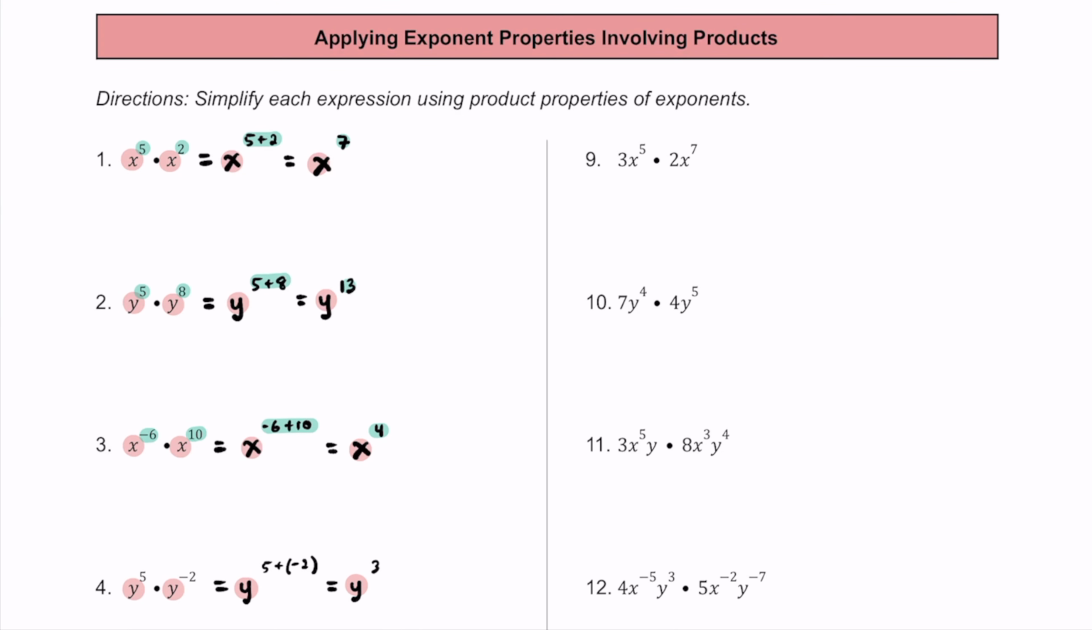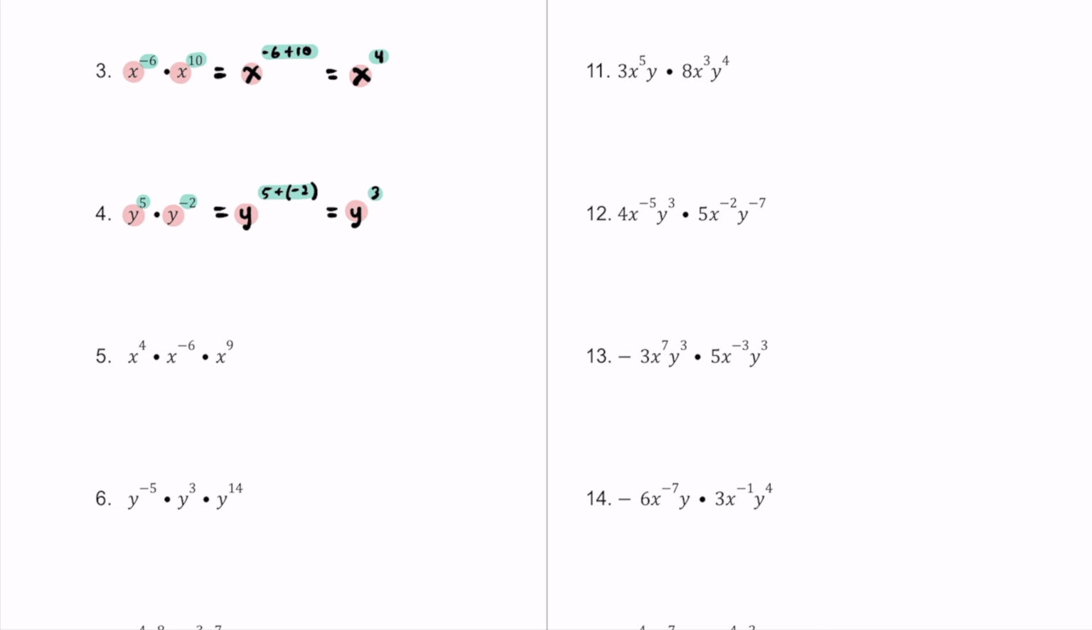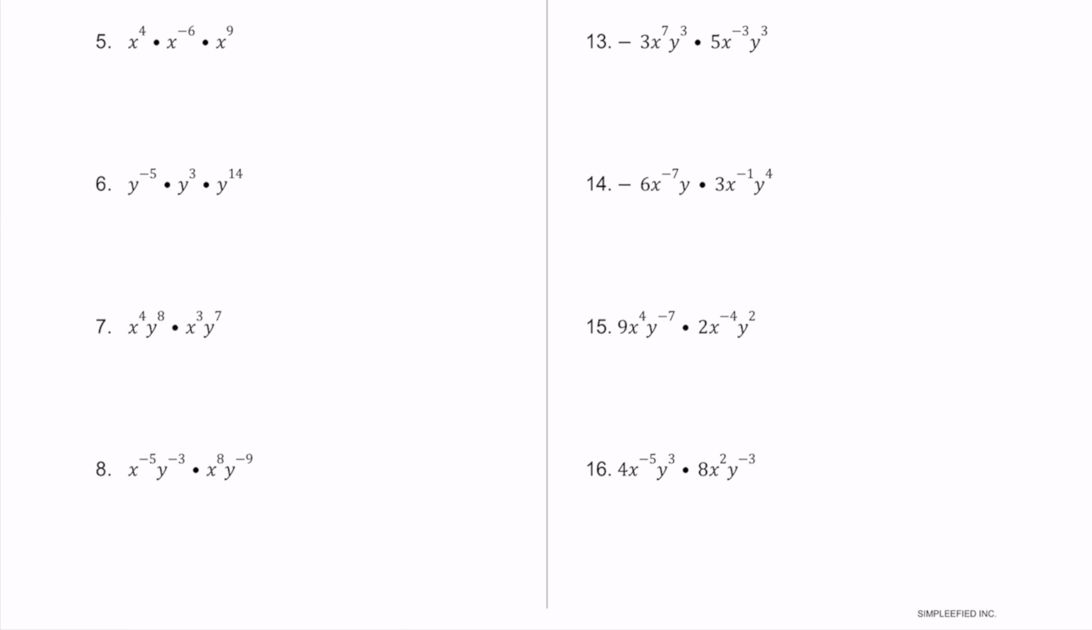power. So when multiplying these powers together, we can add these exponents if they have the same base of y here, and we're going to get y to the 3rd power. Here's number 5. For number 5, we have x to the 4th power times x to the negative 6th power times x to the 9th power.